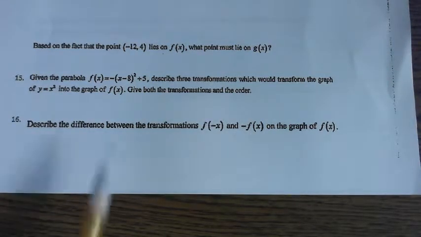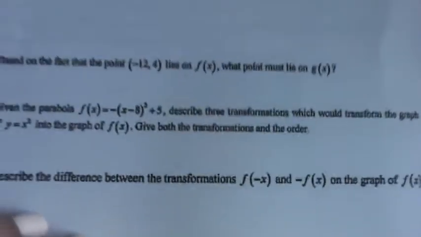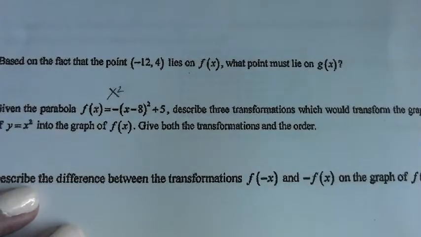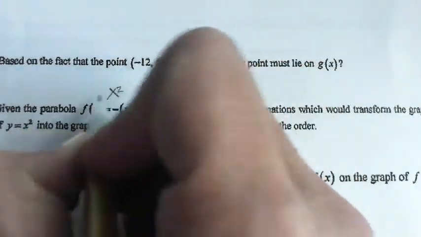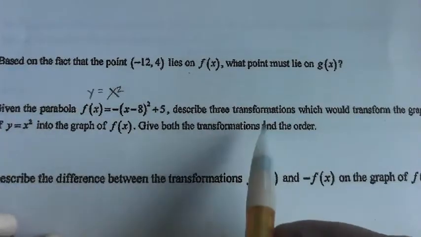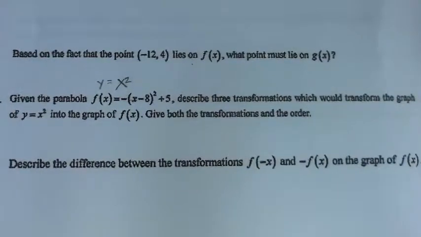In 15, we're given a parabola. Now, this parabola has already undergone some transformations, right? Because the parent graph would just be x squared. So, that being the parent graph, we've already undergone some changes. Describe the three transformations which would transform the graph. Give both the transformations and the order. So when you describe it, just describe it in the proper order.